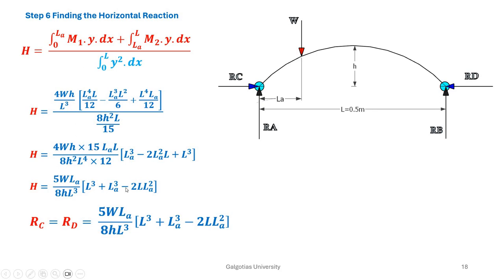You can see that after simplification, finally we end up with RC equal to RD, that is equal to the horizontal reaction, which is nothing but 5WLA by 8HL cube into (L cube plus LA cube minus 2L LA square). So this is how we derive the expression for horizontal reaction in two-pinned arches.